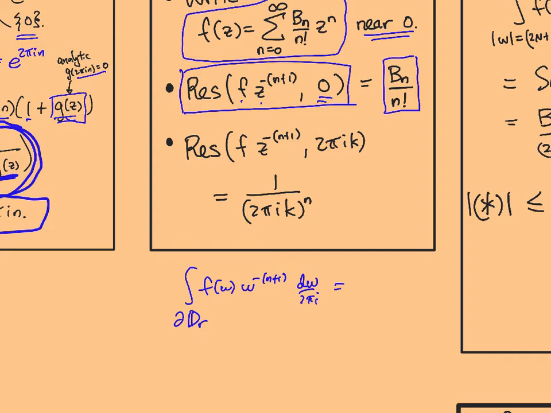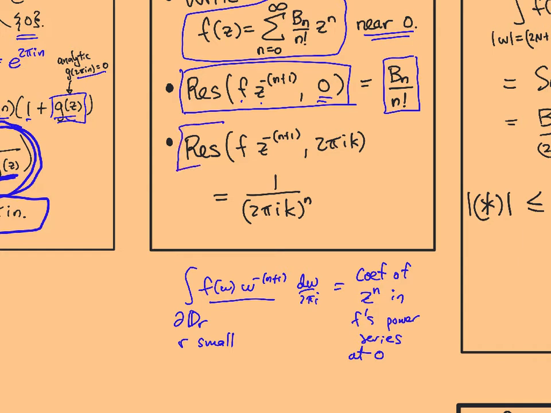That the integral of f against w to the negative n plus 1 will give me the coefficient of z to the n in f's power series at 0. This should be for r small. So we don't want to get close to any of the poles for this to be true.